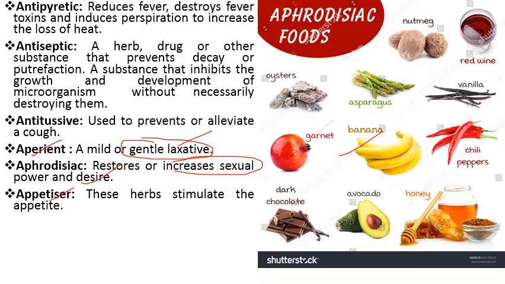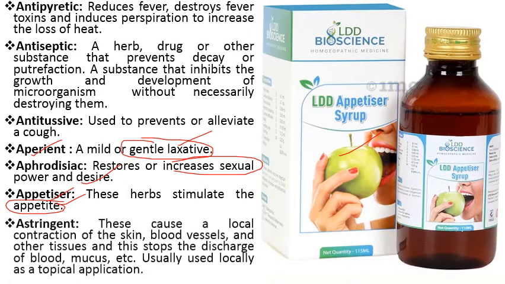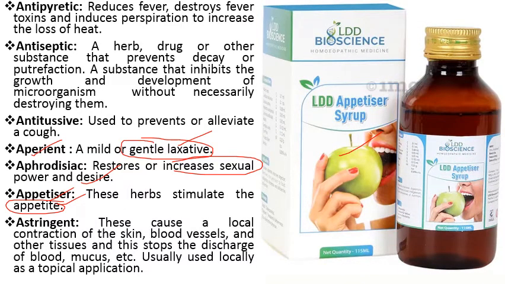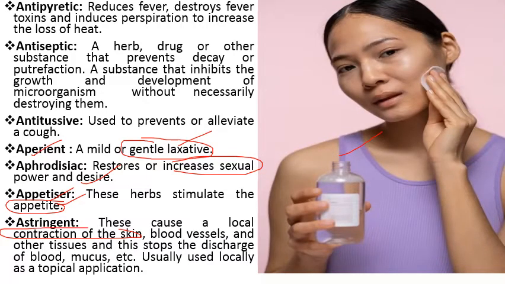Next comes appetizer. So this is a very common term. So these are the medicines which increase the hunger, or these herbs stimulate the appetite. Appetizer. Next comes astringent. So these cause a local contraction of skin, blood vessels, and other tissue. This stops the discharge of blood, mucus, etc. Usually used locally as a topical application. So mostly they help in contraction of the skin.